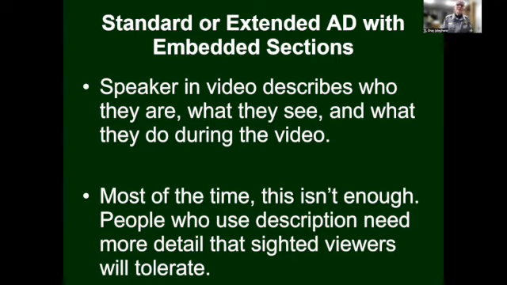And so that can work. And the reason the title is standard or extended with embedded is that usually embedded is not enough, and you can put it with standard and extended. Because in the friendship video, we had to do additional audio description, but I still embedded my part.